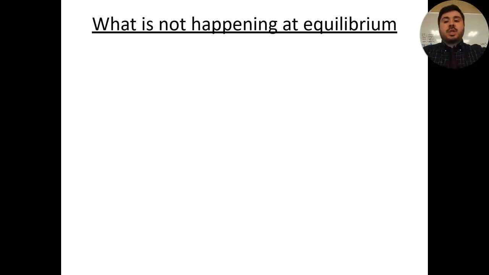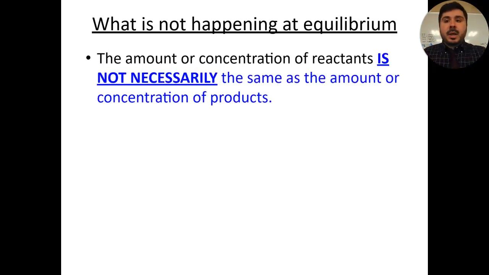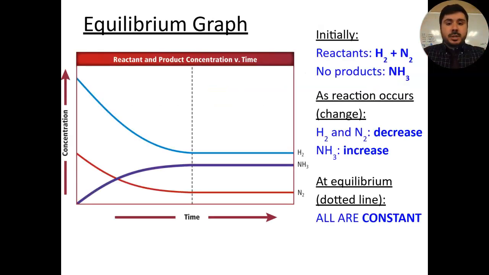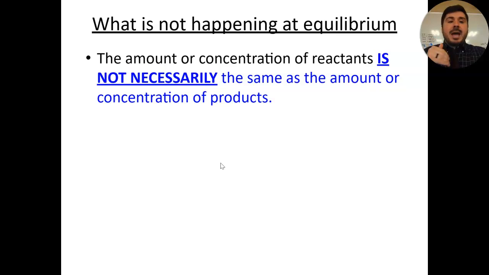Now, a couple of things in terms of what's not happening at equilibrium. The concentration of the reactants is not necessarily going to be the same as the concentration of the products, right? Again, what I'm saying is your reactant concentration is not going to equal your product concentration, because we can see that very clearly here. Although they're constant, that does not mean that they are equal, right? H2 is a little bit higher, N2 is a little bit lower than that, and NH3 is much lower than that, right? They're all at different levels of concentration.